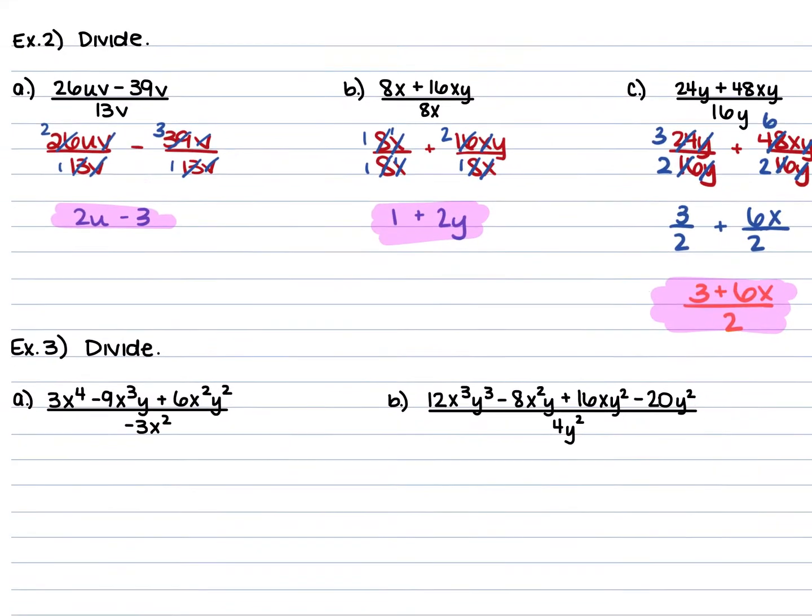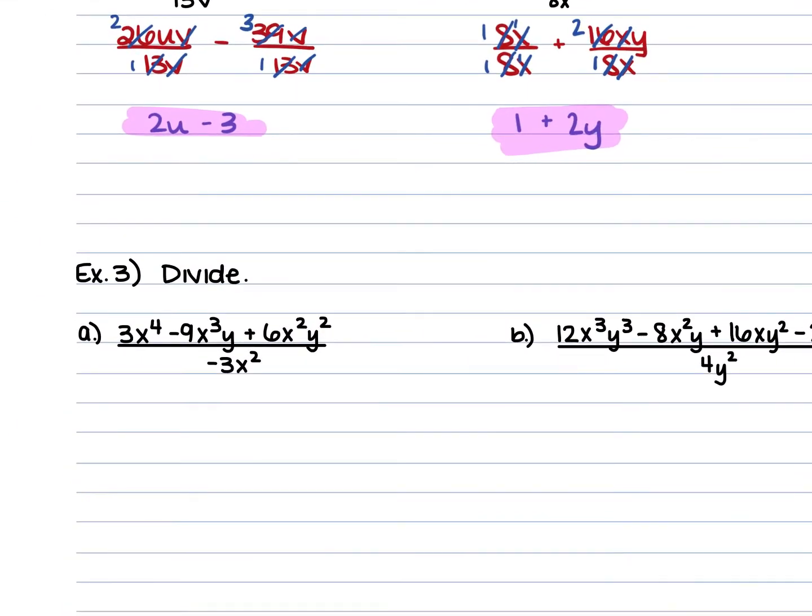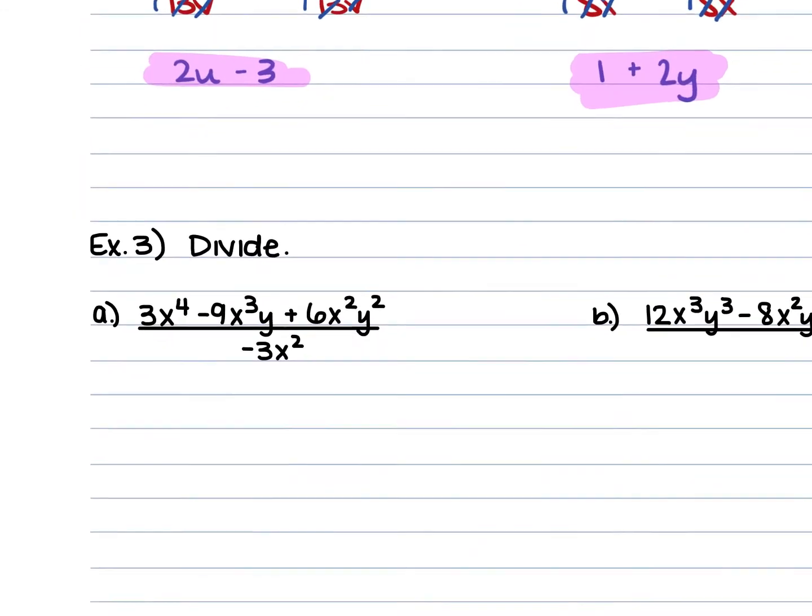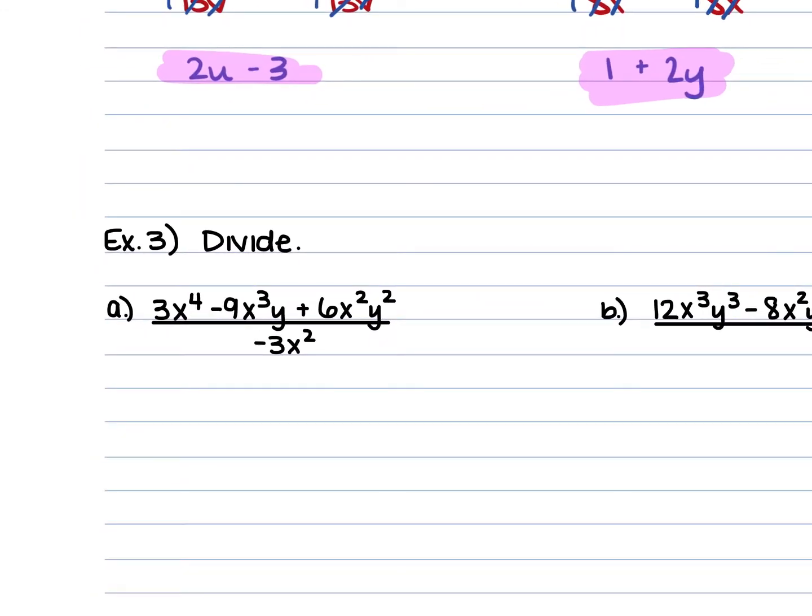For example 3, we're still just dividing. In this case, though, we have a little bit more in our numerator than just those two terms. So example A, we have 3x to the 4th power minus 9x cubed y plus 6x squared y squared all over negative 3x squared.